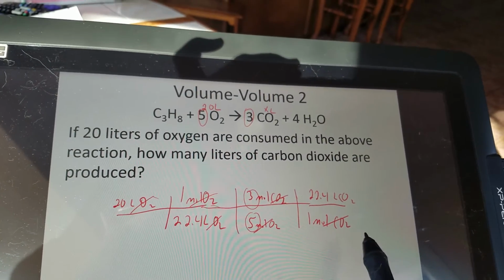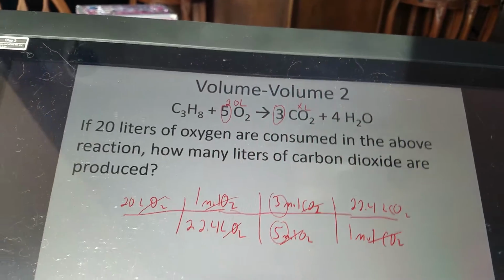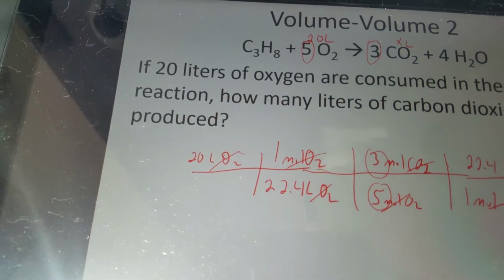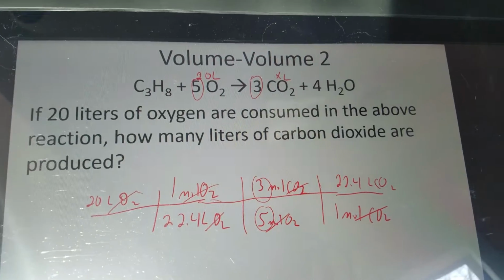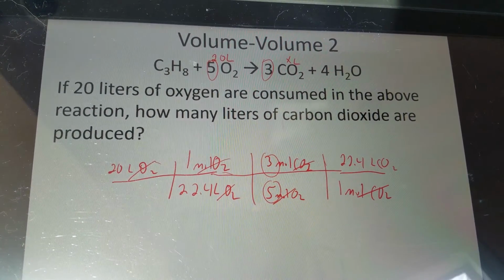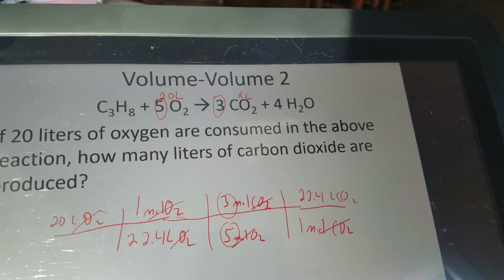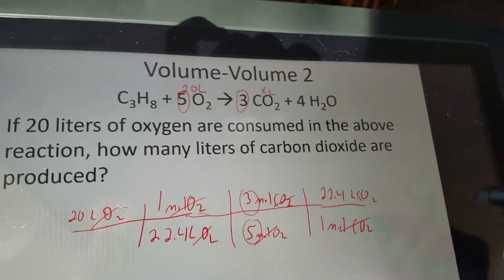So I've got my 20. And again, you don't have to show all this work, but 20 would be divided by 22.4, then times 3, divided by 5, and then times 22.4. So you're going to end up getting 12 liters of CO2.